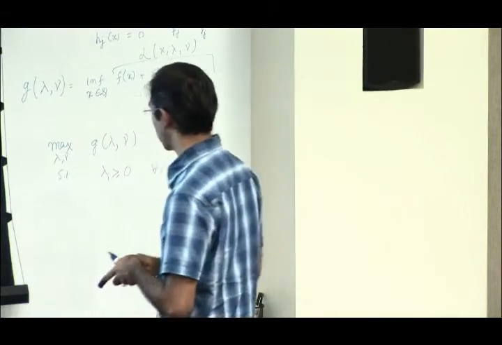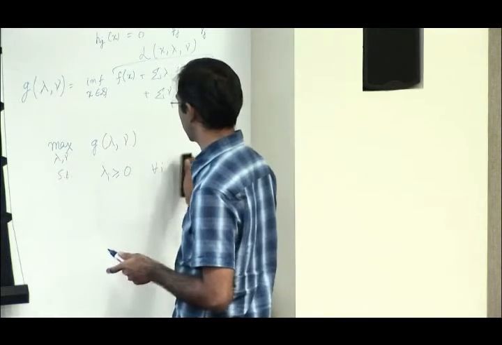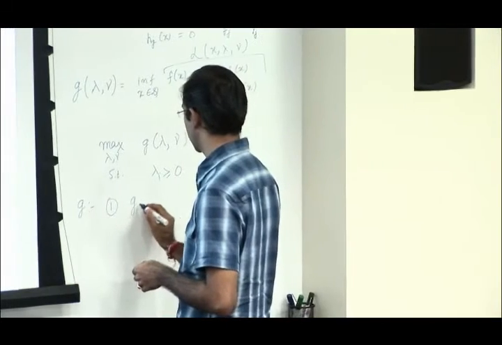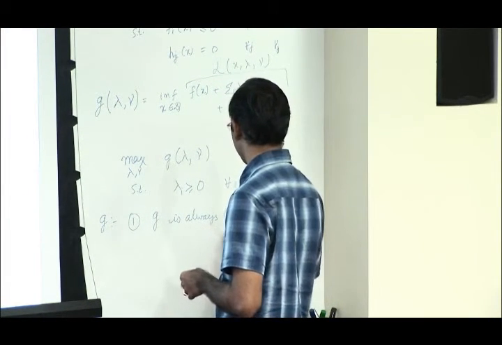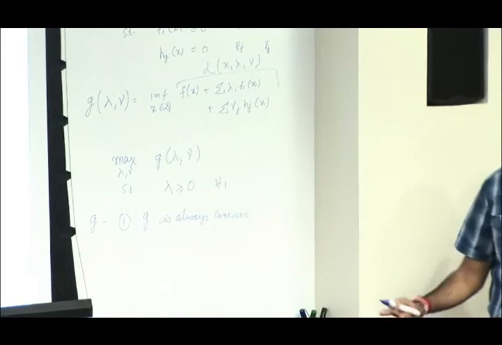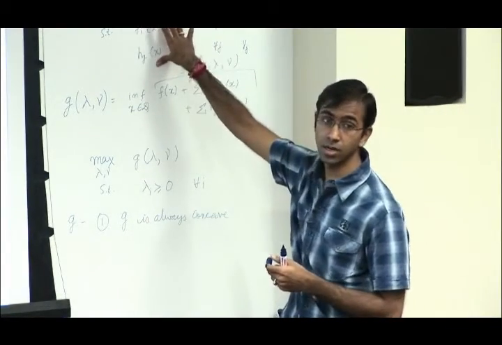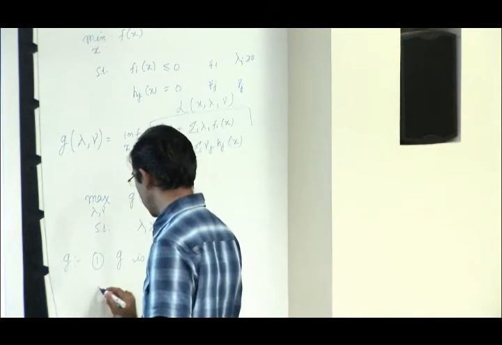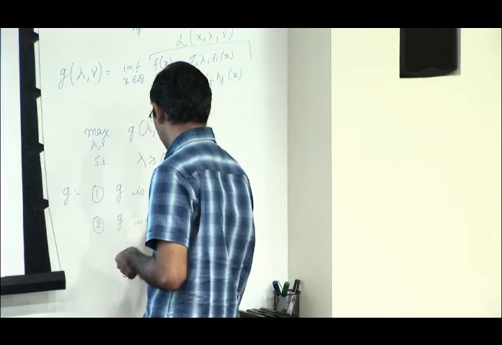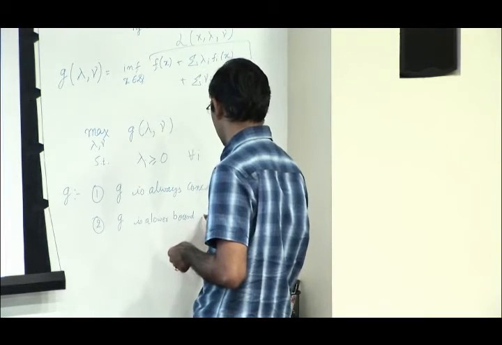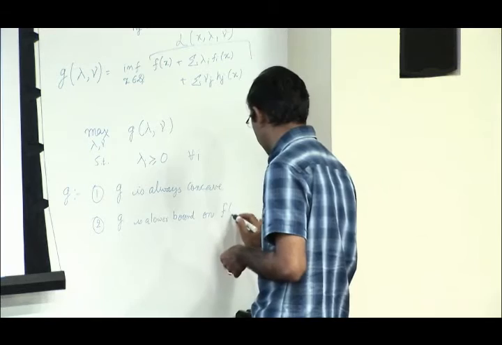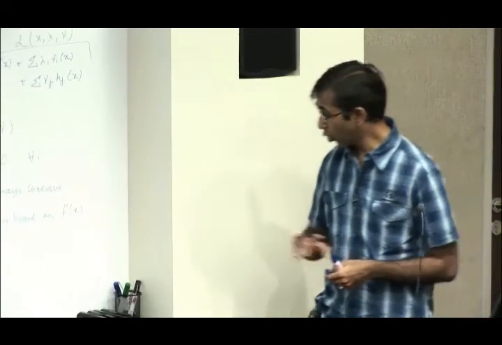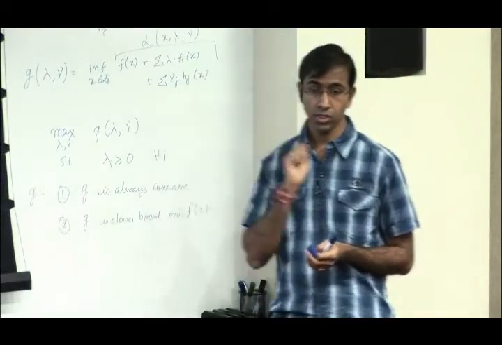So one interesting property to note is that, actually there are two very interesting properties of g. Let me write. So one is that g is always concave. Okay. g is always a concave function, no matter what f, f_i and h_j are. Whether they are convex or not, g will always be concave. Okay. Number two, g is a lower bound on f(x). Okay. No matter what f is, whether it's convex or not, g will always lower bound f(x). Okay.